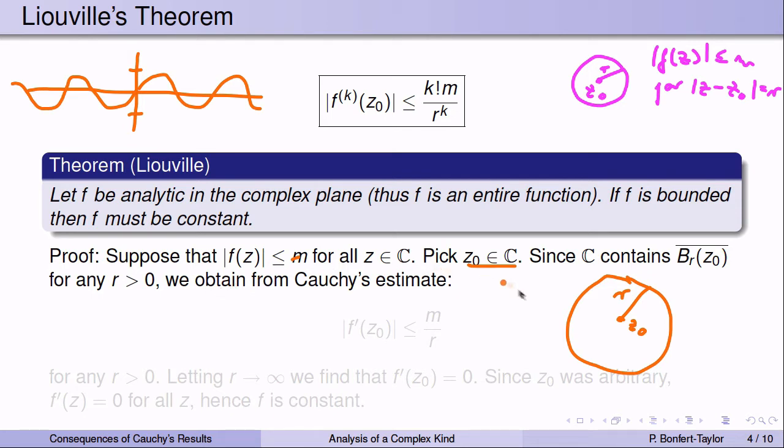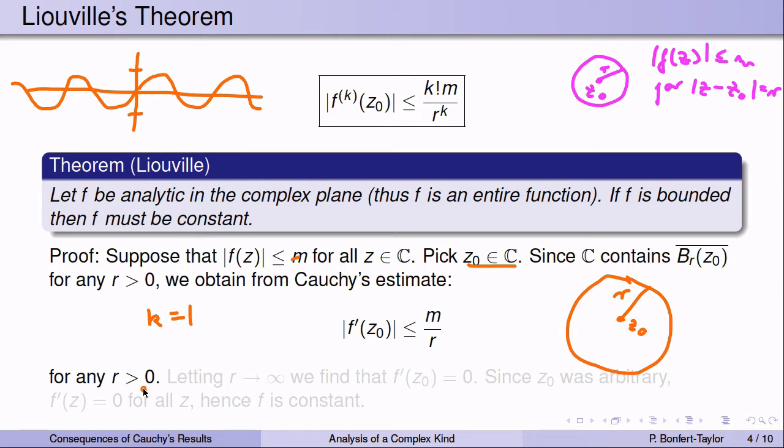So now we can apply Cauchy's estimate to f in that ball. And we're going to apply it with k equals 1. When k is equal to 1, we get the first derivative of f at z0 is bounded above by 1 factorial times m over r to the first power. In other words, we get f prime of z0 is bounded above by m over r.